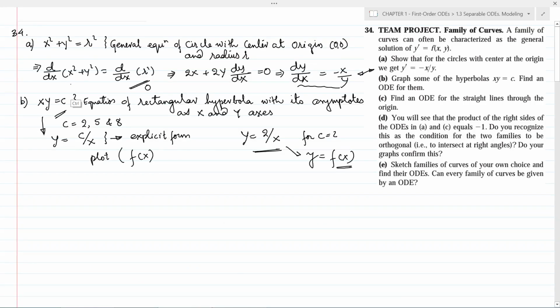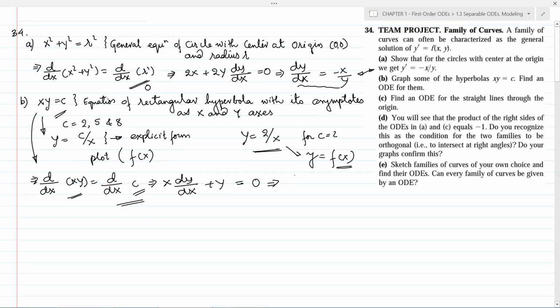Next, the question is asking to find an ordinary differential equation for them. For this, we will differentiate the original equation on both sides with respect to x, and we can write d by dx of xy equal to d by dx of c. For the left hand side we use the product rule of differentiation, and we can write x dy by dx plus y dx by dx, which is 1, and on the right hand side c is a constant, so this whole derivative becomes 0.